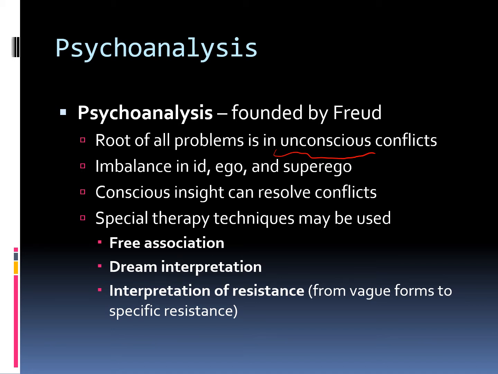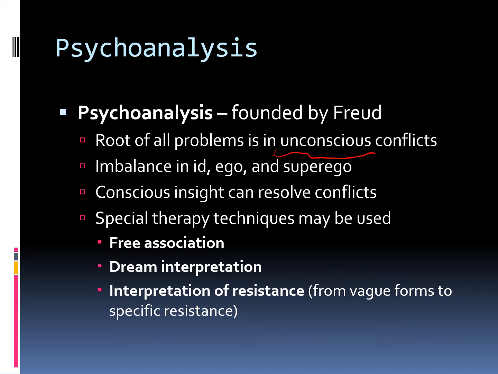Also, there's an imbalance in the id, ego, and superego. So we talked about, the id is your basic desires, your superego is your morality, your ego is the conscious decisions between the two, the balance, right? And when there's an imbalance, that's when we have mental disorders. Next, conscious insight can resolve conflict. So it's all about looking within.